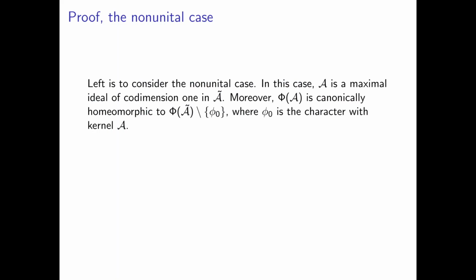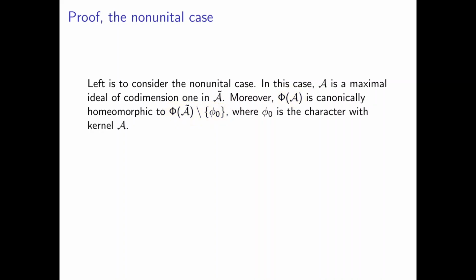Once we get into trouble with not having a unit in the algebra, then we can always find the unit in the unitization. And we note that in this case, A will always be a maximal ideal of codimension 1 in A tilde here. Moreover, as we noted before in this lecture, the set of characters on A is canonically homeomorphic to the set of characters on A tilde minus this character which has A as its kernel.